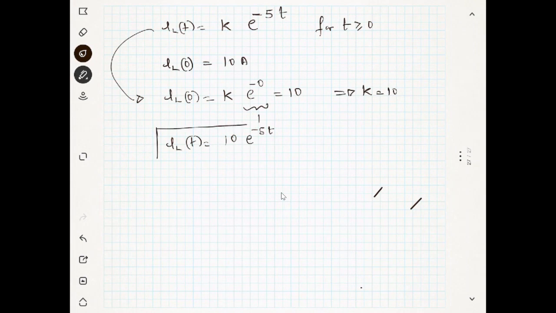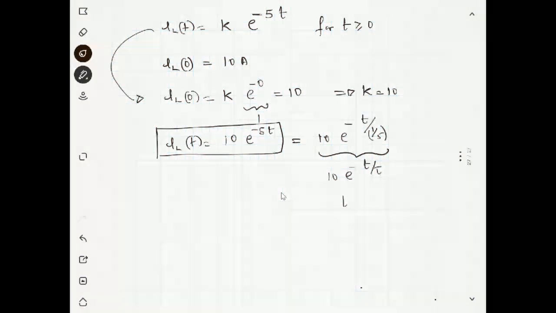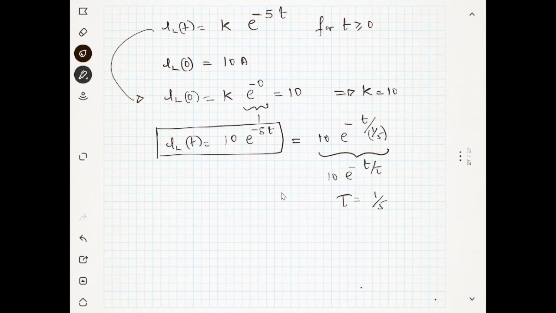This is the equation for the current. Now this is nothing but 10 into e power minus t over 1 by 5. Agree with me? This is the general form, 10 into e power minus t over tau. So what is tau here? 0.2. Yes, 1 over 5, or 0.2. That's how we find the time constant.